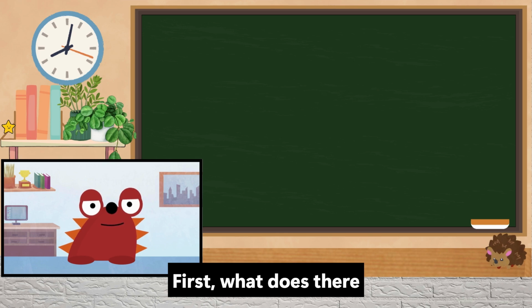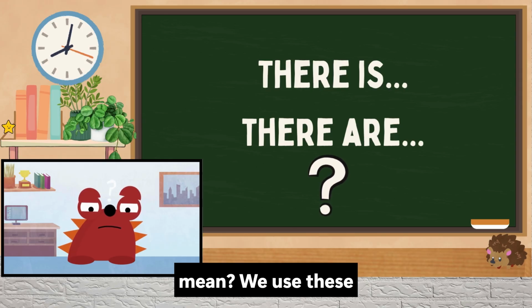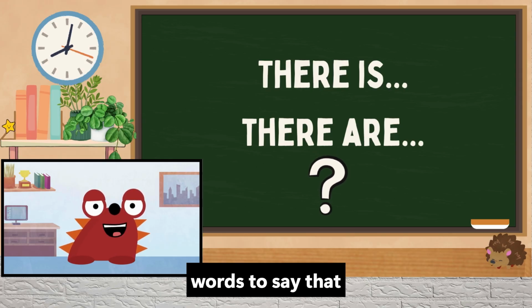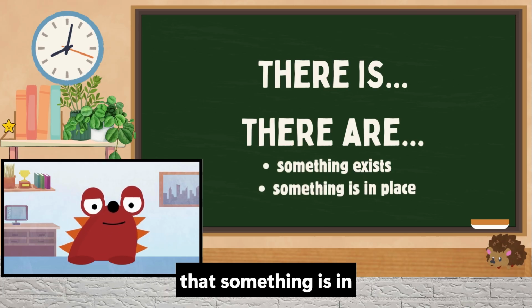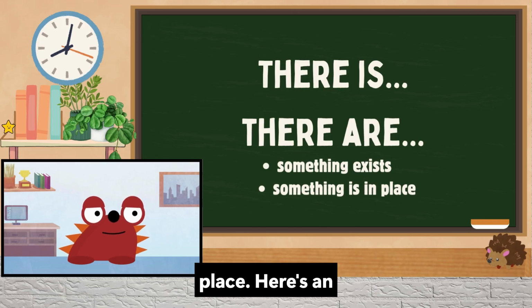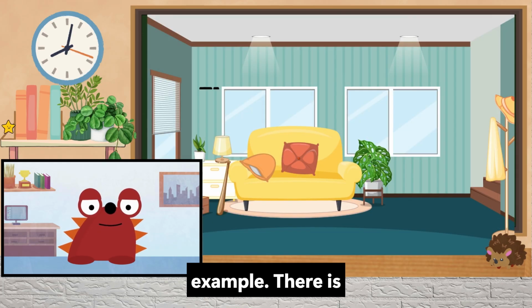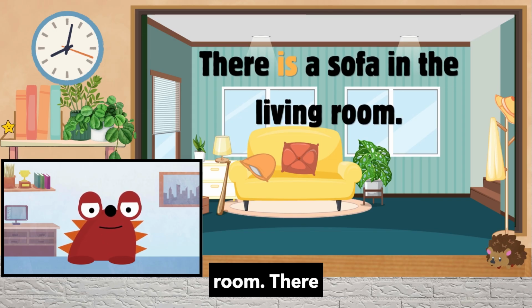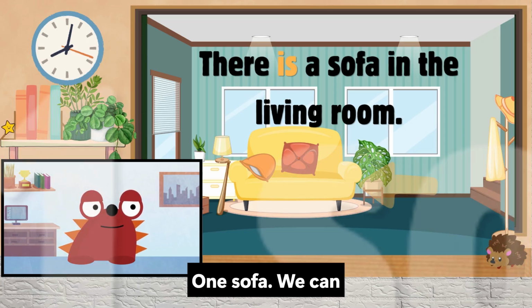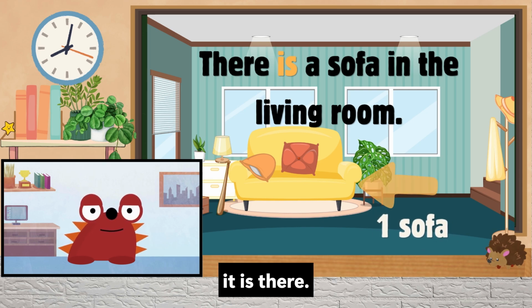First, what does there is or there are mean? We use these words to say that something exists, to say that something is in place. Here's an example. There is a sofa in the living room. There is a sofa. One sofa. We can see it. It exists. It is there.